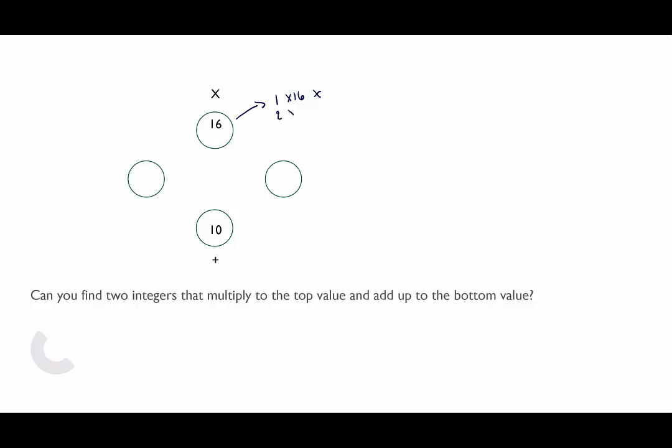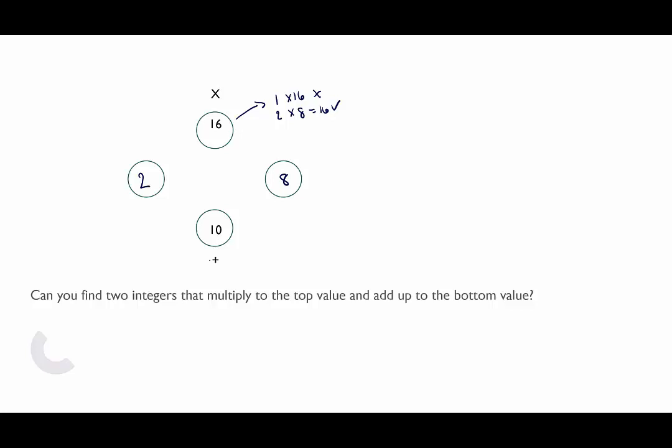Next we have 2 and 8. Oh wait, I like 2 and 8 because 2 times 8 equals 16 and 2 plus 8 equals 10. So we're going to put a 2 here and an 8 here. Technically order doesn't matter, but when we enter these, we want to have the smaller value first. So I'm going to put the 2 first because 2 is smaller than 8. So we see 2 times 8 gives us 16. 2 plus 8 gives us 10.